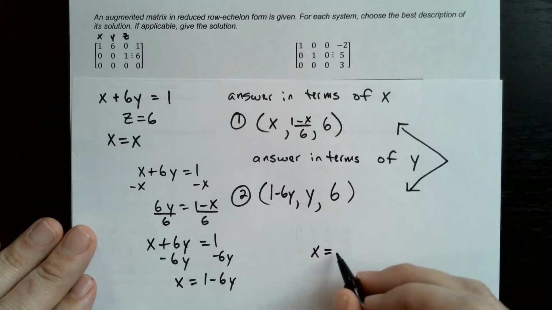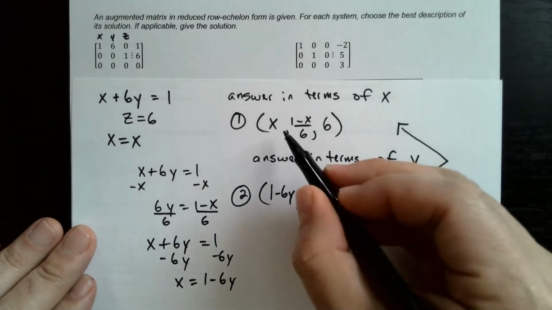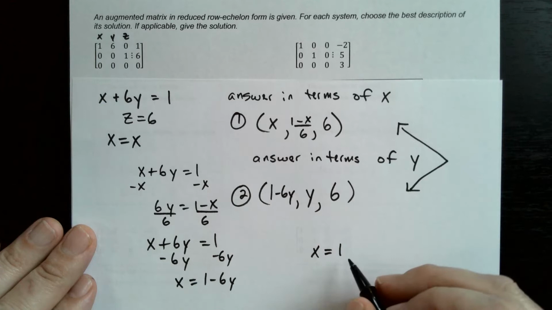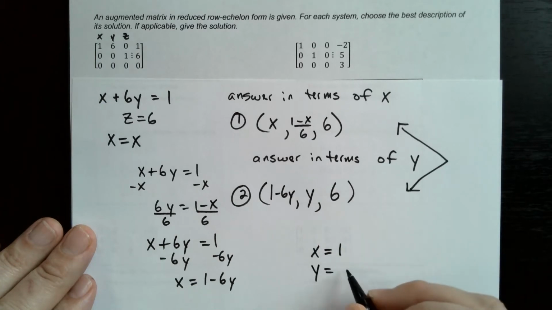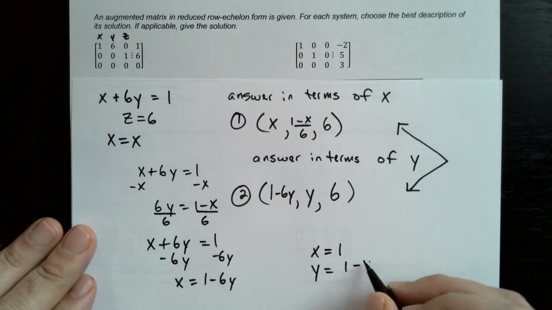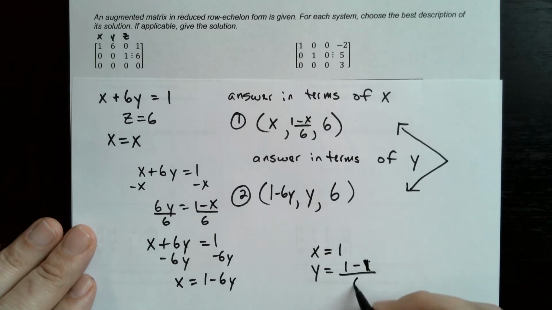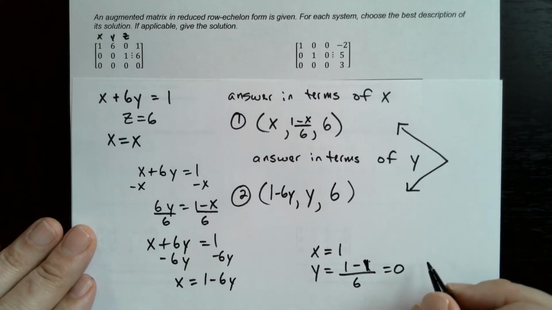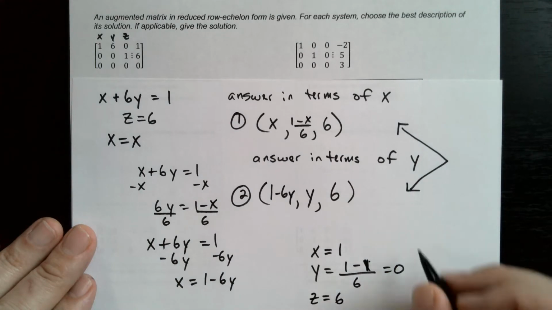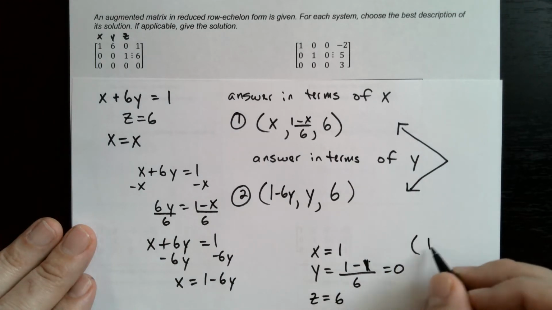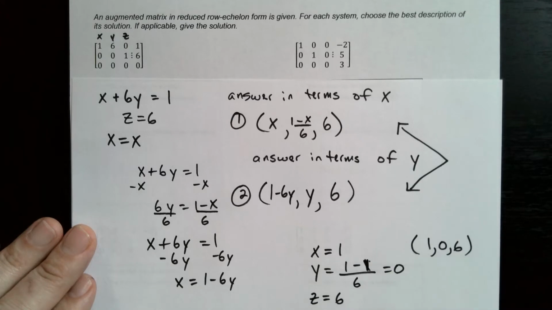So x equals 1. We would need to plug it in here as well for our y. So y is equal to (1 minus 1, where the x is) over 6, which is 0. So you get y is equal to 0. And then z is equal to 6. So you get the solution 1, 0, 6.